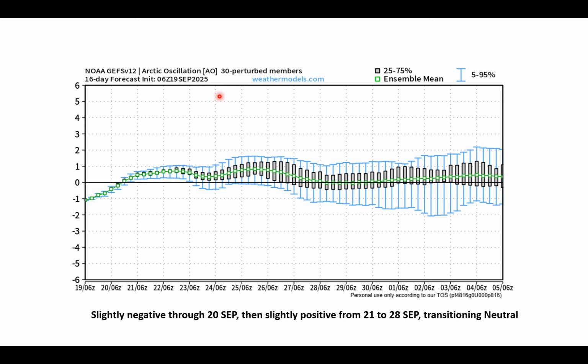Looking at the NOAA GEFS V12 AO 30 perturb members, this is the 16-day forecast out to the 5th of October, showing a slightly negative AO through the 20th of September, and then slightly positive from 21 to 28 September. And then we go more towards neutral conditions for the remainder of the forecast period out to 5 October.